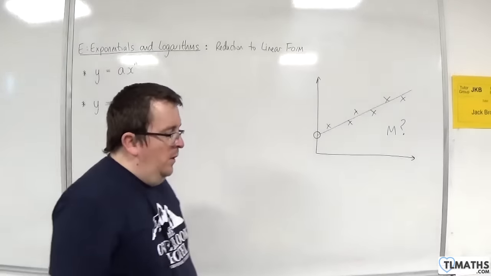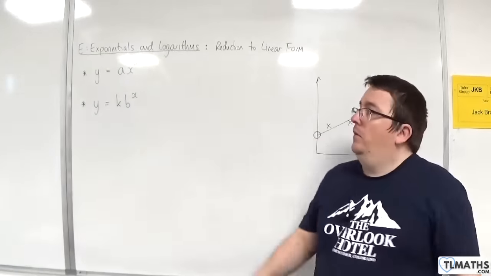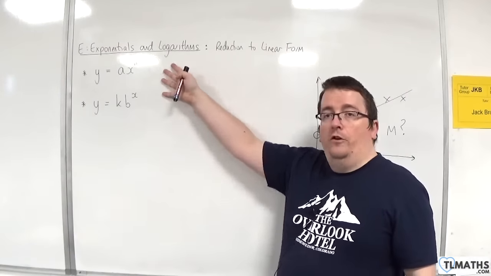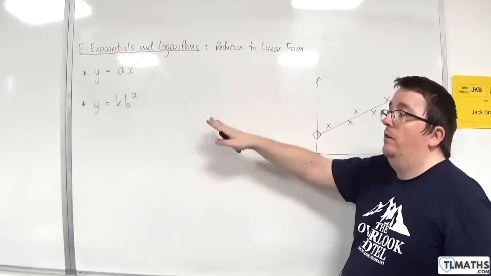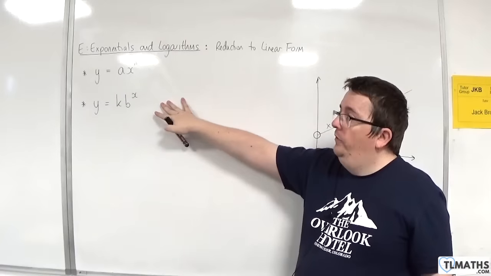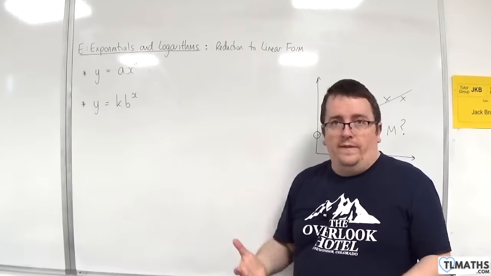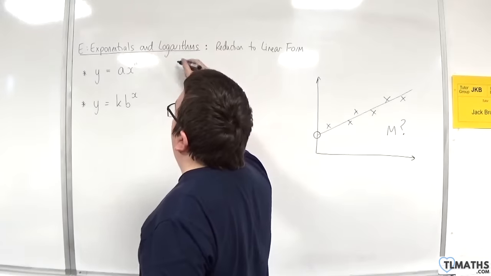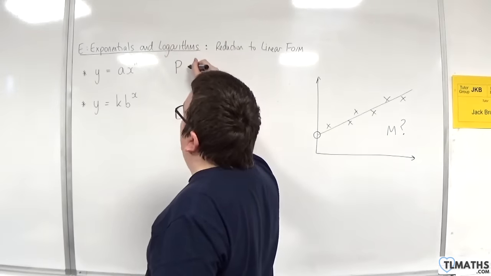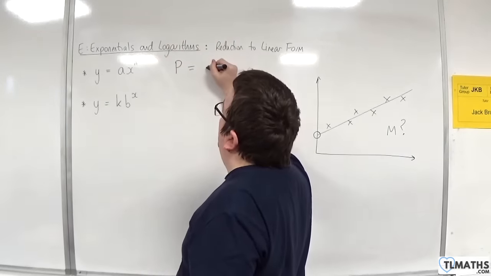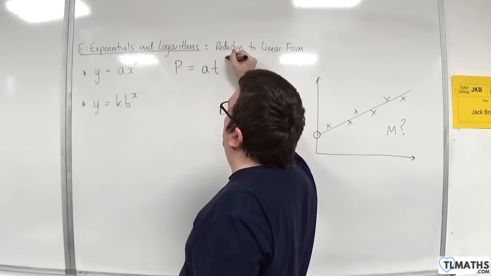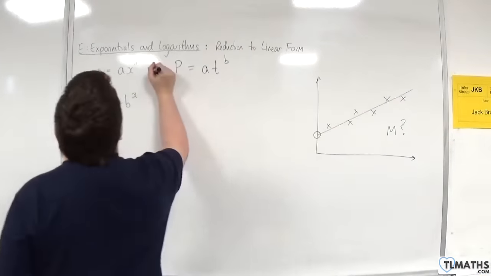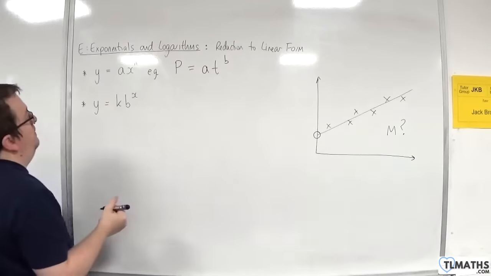Okay? Now, the two forms that we start off with is going to be one of these. Now, they may not look identical to those, in the way that they're written. So that first one could be, let's say, capital P is the population. Then we've got A times time to the B, for example. So that could be a form for that one.